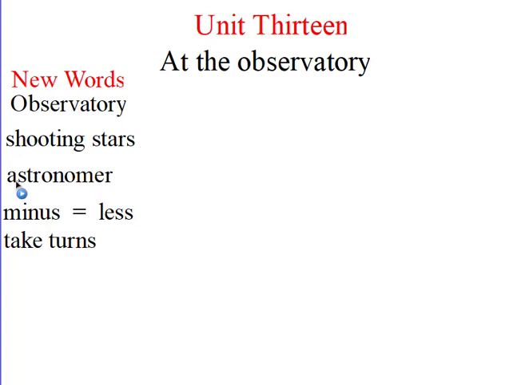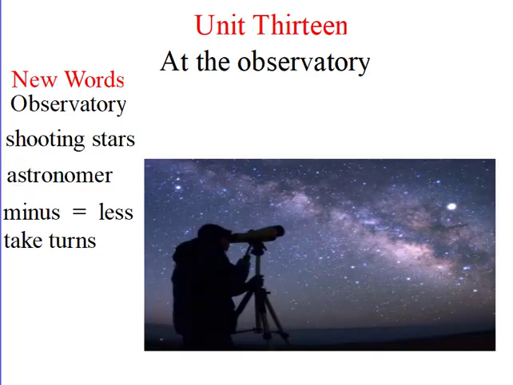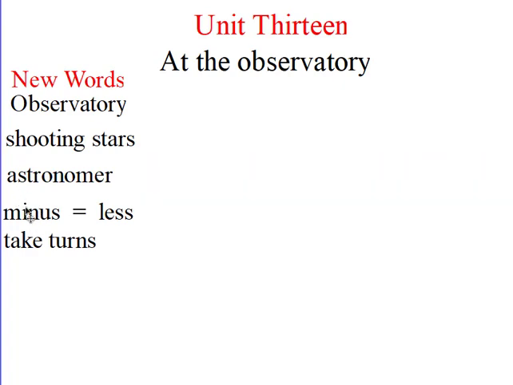Astronomer. An astronomer is a scientist who studies the stars, the planets at the observatory. Okay? So he is an astronomer. Then we have the word minus, which equals less.